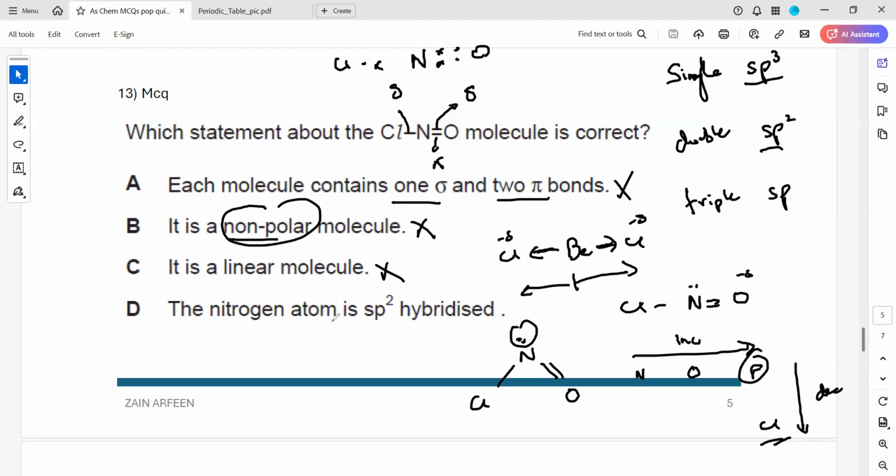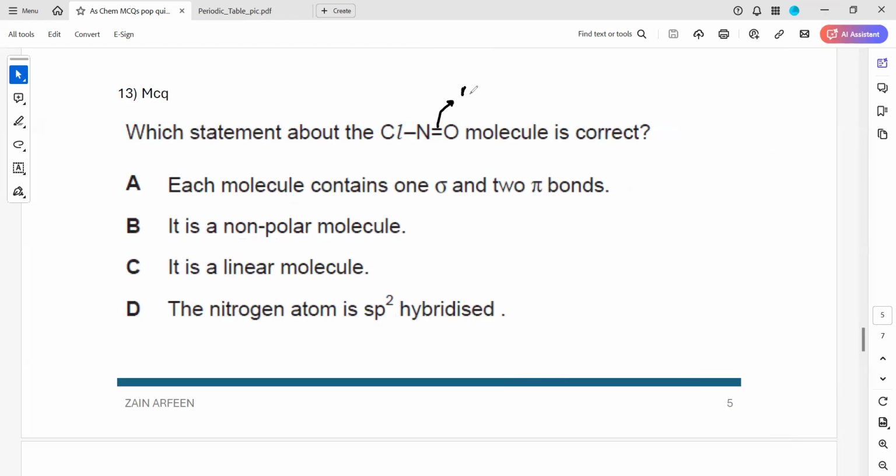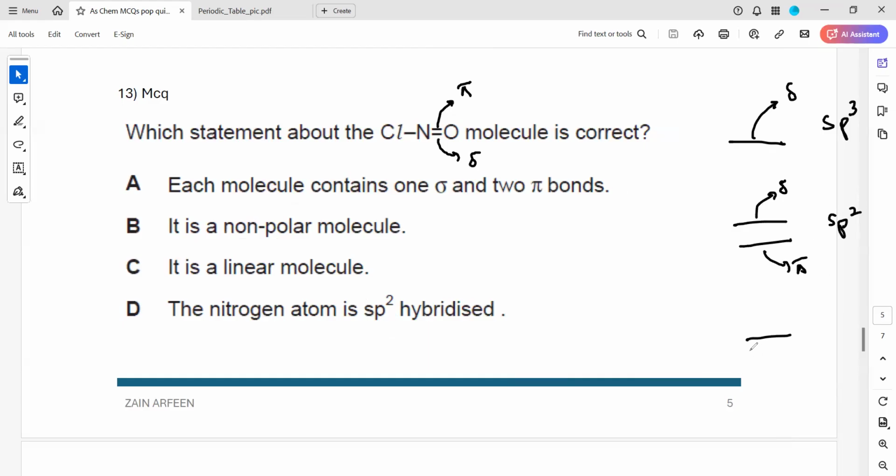From the diagram, the nitrogen atom is sp2 hybridized. As I mentioned, whenever there's a double bond, it is always sp2 hybridization. You can call this one a sigma and that one a pi, and the other will be a sigma bond. Whenever there's a single bond, it is sigma and the hybridization is sp3. When there's a double bond, one of them is sigma, the other is pi, and the hybridization is sp2. When there's a triple bond, one is sigma, two are pi, and the hybridization is sp.